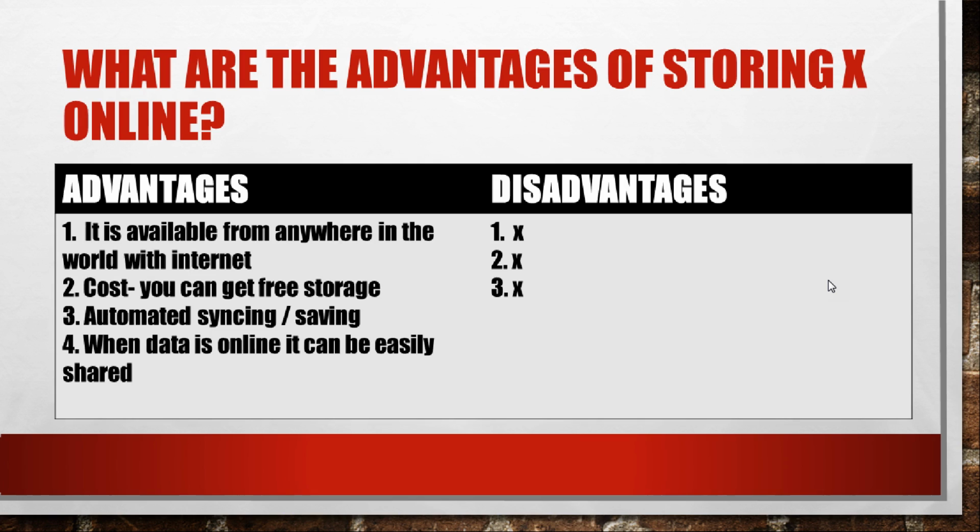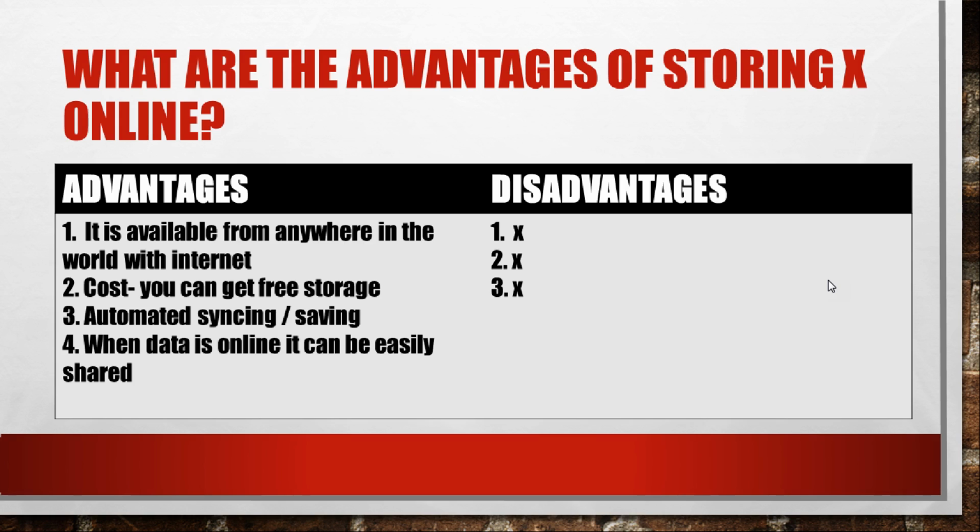Well, there are quite a few advantages. It's available anywhere in the world with internet. As long as you've got internet, you can get your data, whether I'm here in Trowbridge, or travel down the road, or travel abroad. As long as I've got an internet connection, I can get that. So it's really flexible. Also, cost: you can get free storage. You can get like 500 gigabytes free with Dropbox, and there's no cost of having to buy something.